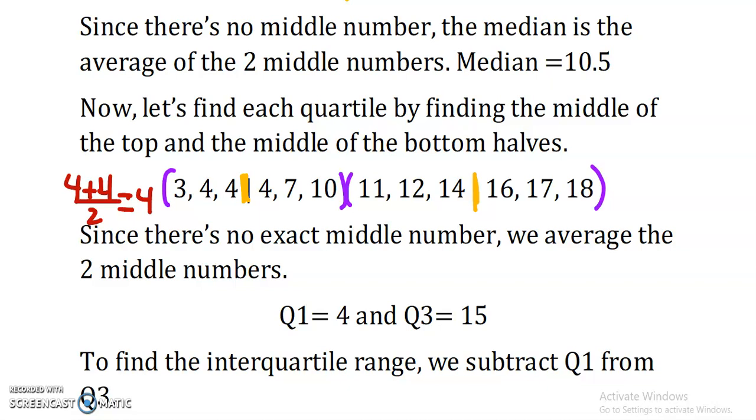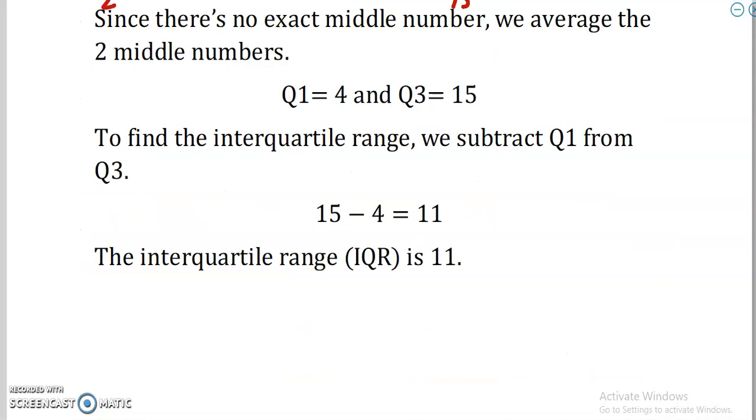And then what's halfway in between 14 and 16? Well, it's 15. And again, we could add them together, get 30 divided by 2 and get 15. But this is going to be 15. So quartile 1 is 4, quartile 3 is 15. So then what's our interquartile range?